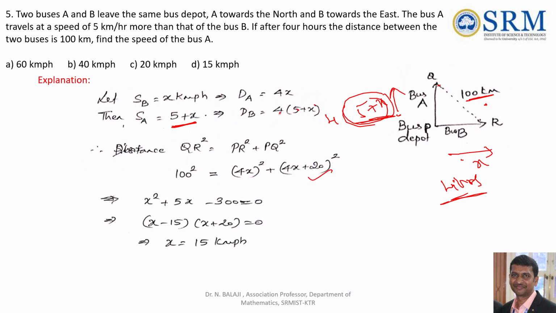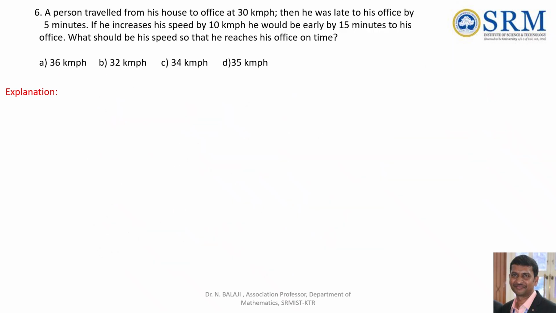If you solve this, you will get two values for x. x is equal to 15 and x is equal to minus 20, but a negative cannot be there. So x is 15, and since A goes 5 kilometers per hour more, A will go at 20 kilometers per hour. So that 20 kilometers you can write as the B option.